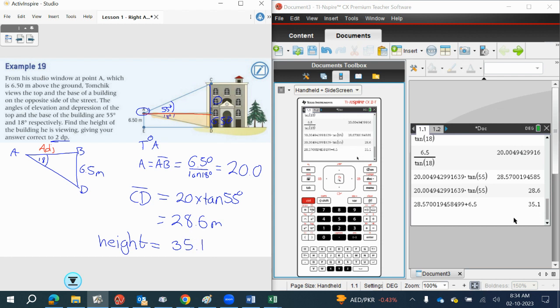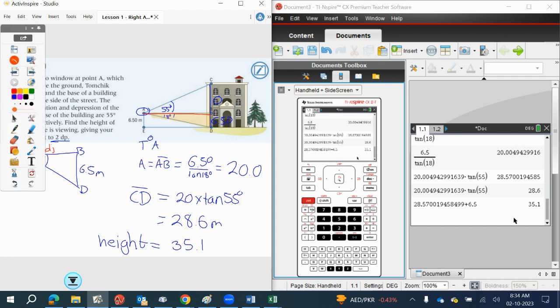Let me write the calculation for you. So we've got 6.50 plus 28.6 is equal to 35.1 meters.